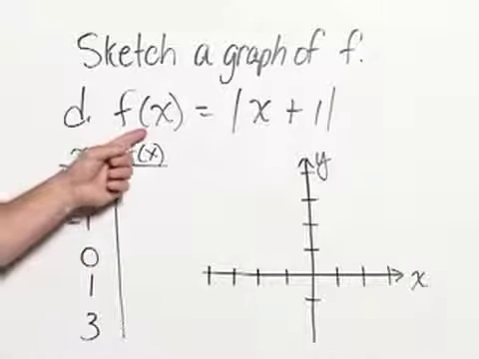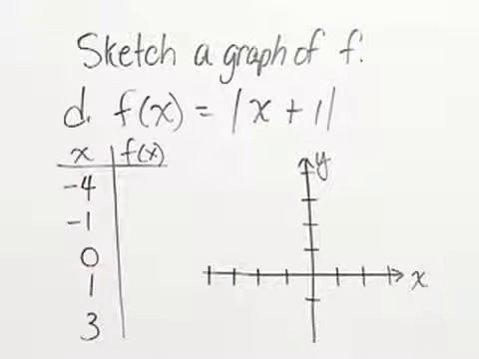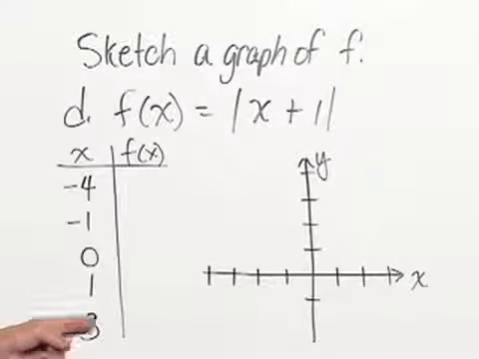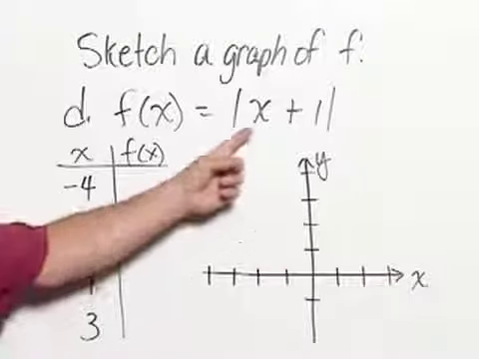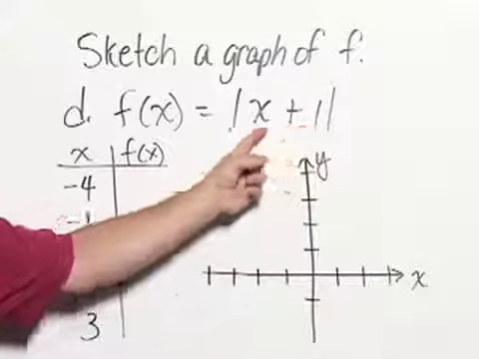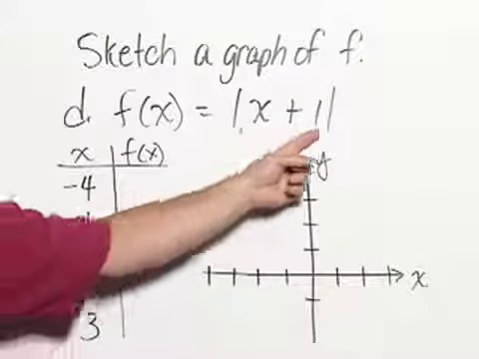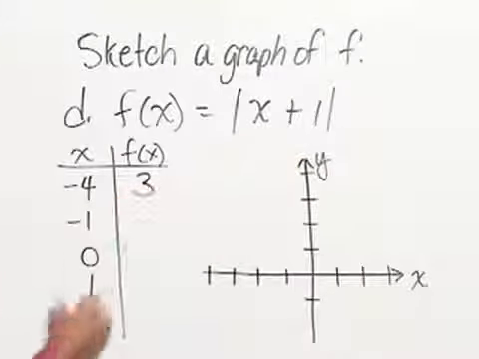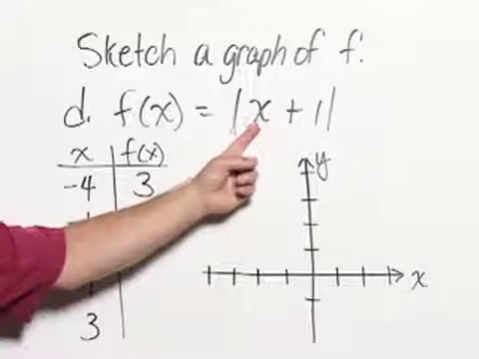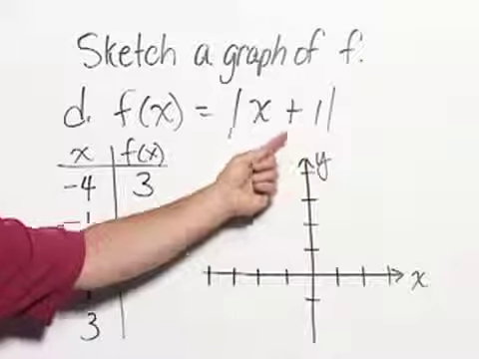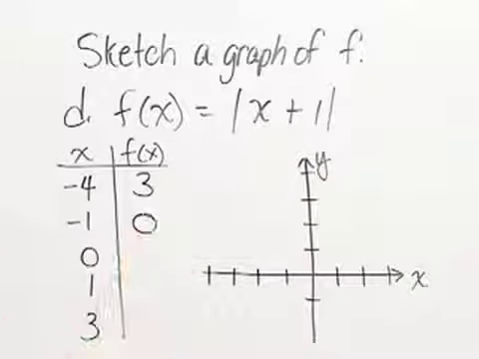For part D, we have f of x equals the absolute value of the quantity x plus 1. Again, we will pick some values of x, substitute them to evaluate f of x. Let's start with negative 4. Negative 4 plus 1 is negative 3, but the absolute value of negative 3 is positive 3. Now substituting negative 1 for x, negative 1 plus 1 is 0. And of course, the absolute value of 0 is 0.